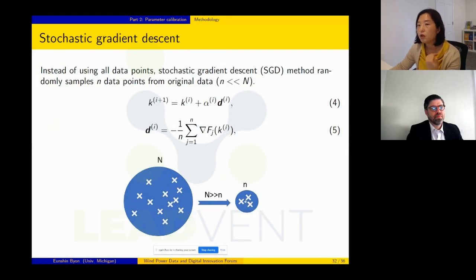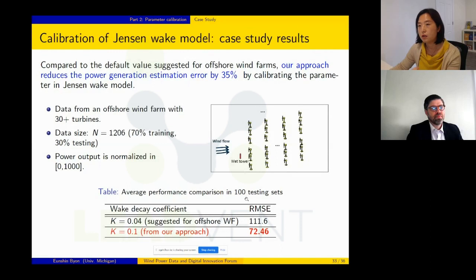decay coefficient. So we use this stochastic gradient descent, and here is the result from our approach. We use the same wind farm. In this case, we just use 1,000 data points, but it can be much larger than this. And we use 70% of the data as training data, and we evaluate the performance using the additional 30% as testing data. And here is the output.